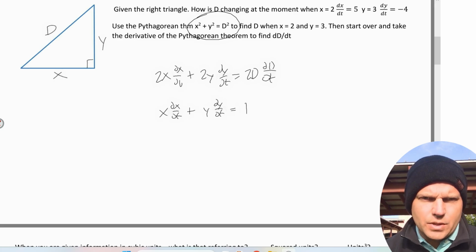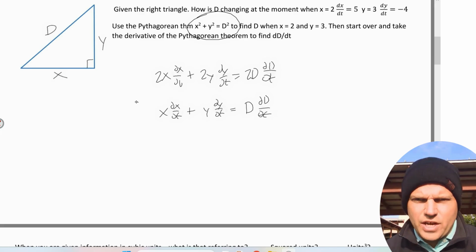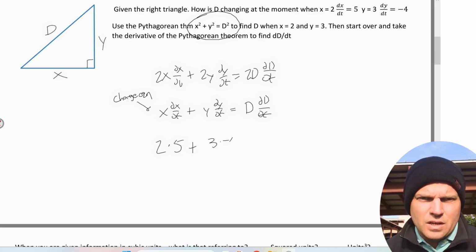We can divide everything by 2. Okay, and this is like our change equation for motion or for distances. Cool. If we start plugging in stuff, we got 2, 5, 3, -4. I'm trying to find dd/dt, but I don't have d.